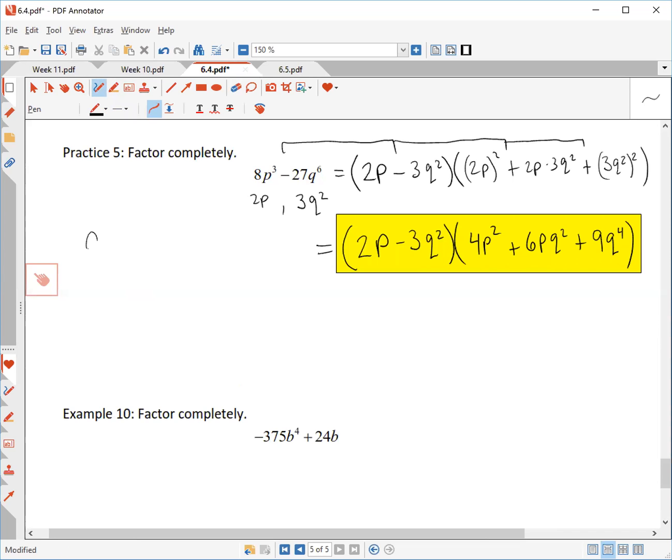Let's see, because q to the 6th, if I wanted to cube that, it would have to be q squared, because these multiply. 3 times 2 is 6. If you did 3, yeah, good job. That's a really minor mistake. If you got that far in these problems, I'd be really happy.